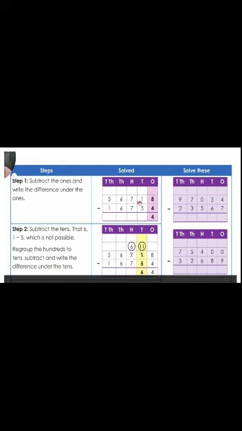We cannot subtract 5 from a single digit 1. Regroup the 100 to the tens. Subtract and write the difference under the tens. So we have to borrow the number from the 100 column, that is written 7 under 100 column. We have to cut that 7 and write 6 over there, 6 above 7, and the new number in the tens column will be 11. Now we have to subtract 5 from 11, so the answer will be 6.